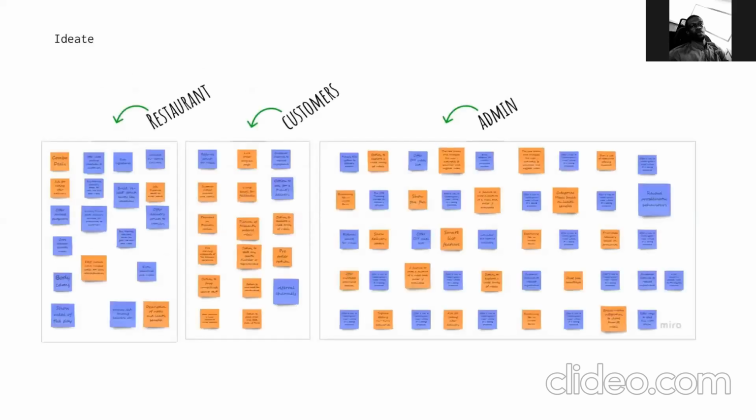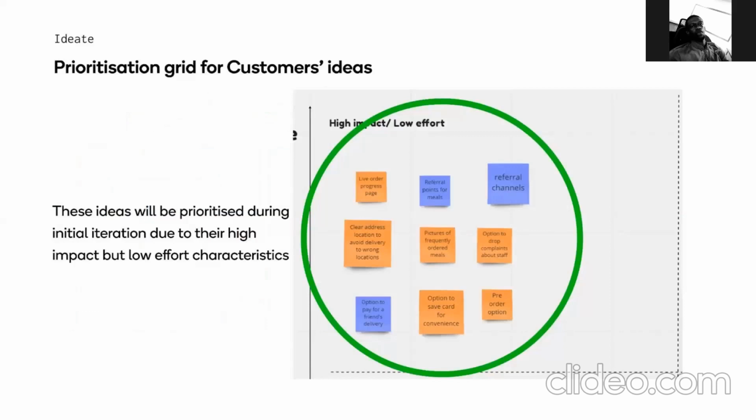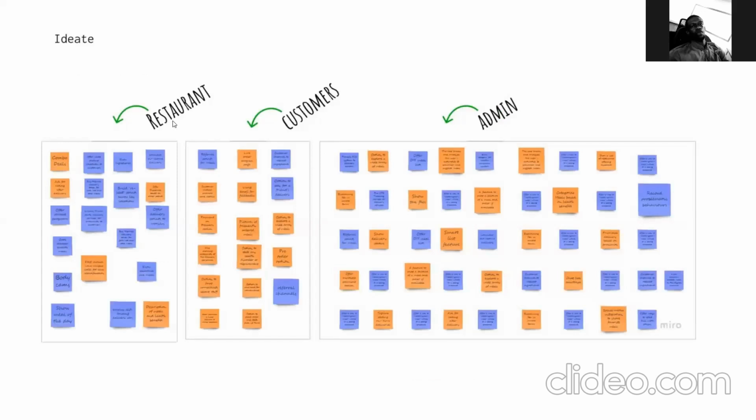So this is showing actors for an online food delivery platform that I've been mentioning earlier. The actors that were identified are the restaurants, the customers, and the admin. Like I said before, I'll share my mirror board so you can see the ideas and relate them to what ideas you'll be coming up with and what actor they can fit into. We had to make a prioritization grid for the restaurants, one for the customers, and one for the admin as well.